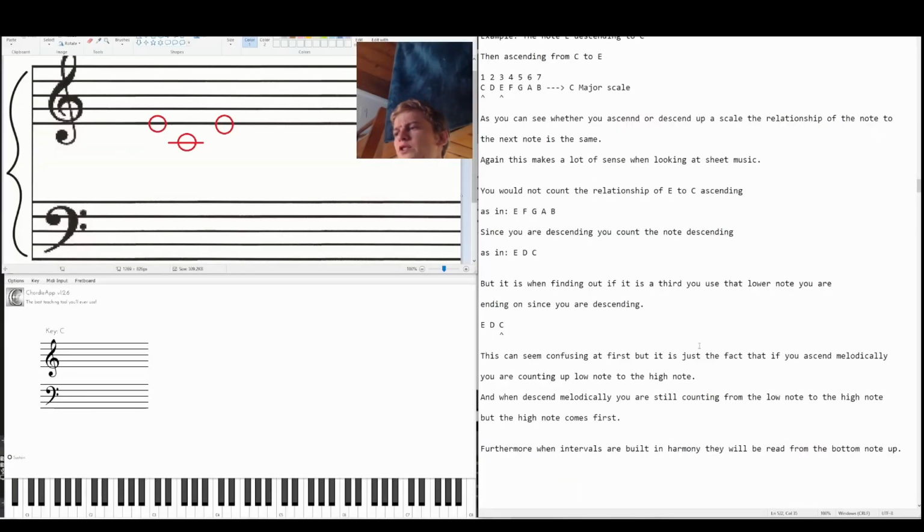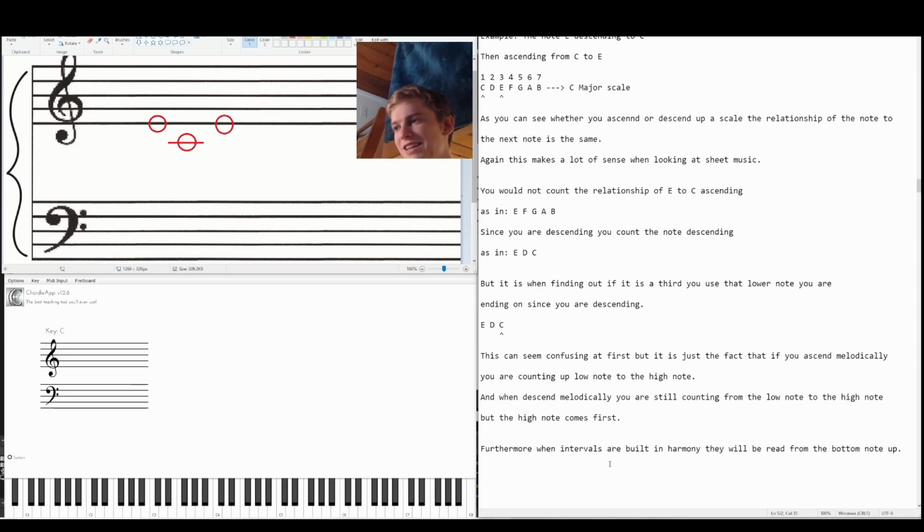So this can seem confusing at first, but it's just the fact that if you ascend melodically, you're counting from the low note to the high note. And when you descend melodically, you're still counting from the low note to the high note, but the high note comes first. Okay? So if we look furthermore, when intervals are built in harmony, they read from the bottom note up. So if you're confused about a descending interval, just think about if it was stacked and how you would read that.